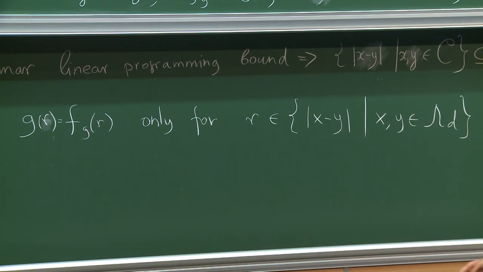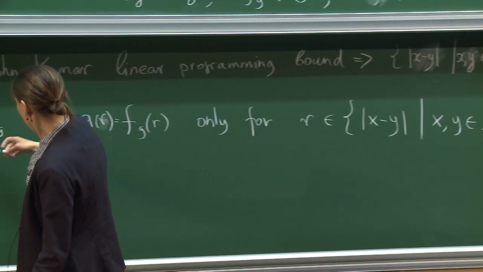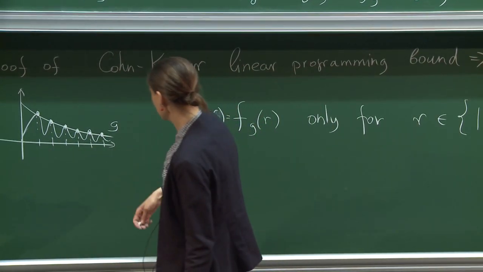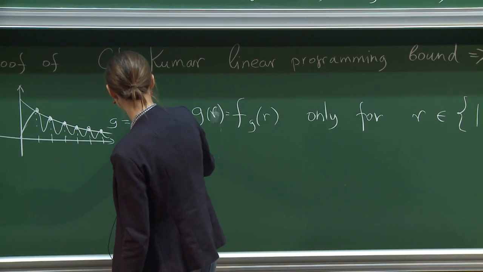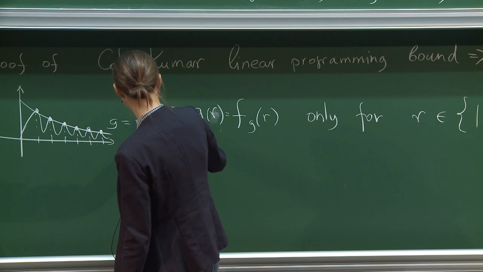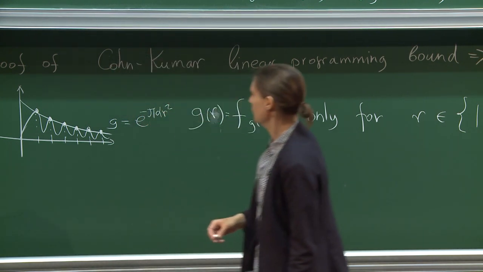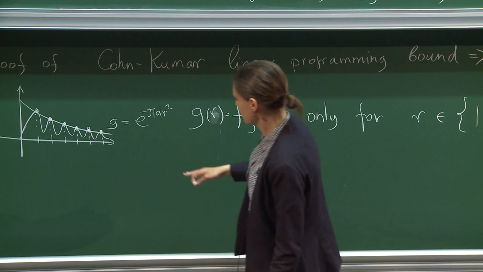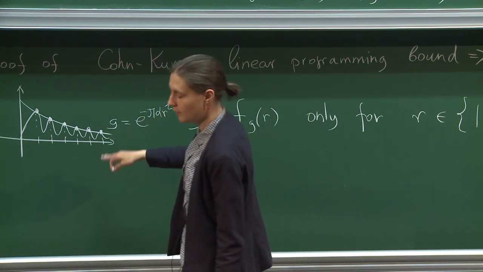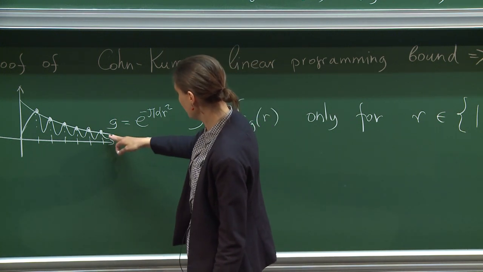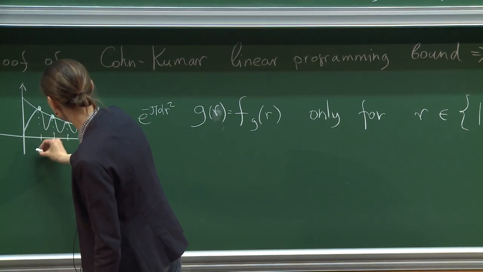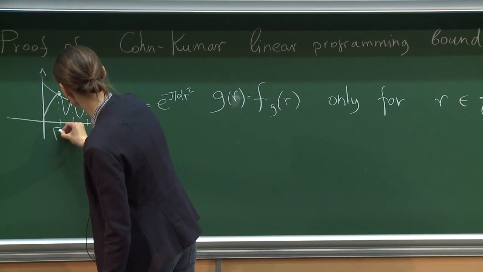And for example, we know that this will be true if g is, for example, a Gaussian. Because in that case, we have an explicit formula for f of g, and we know that we have equalities only on square roots of even integers.